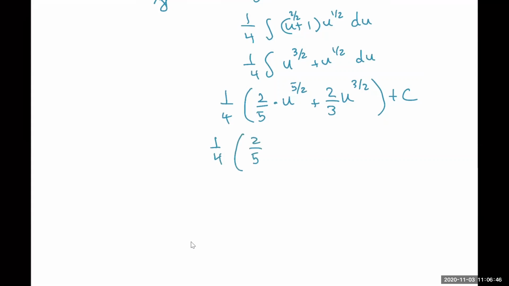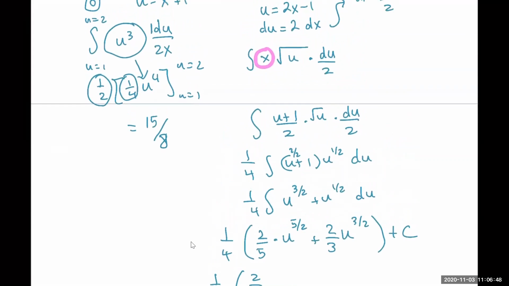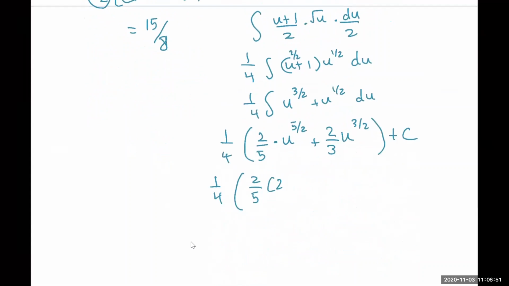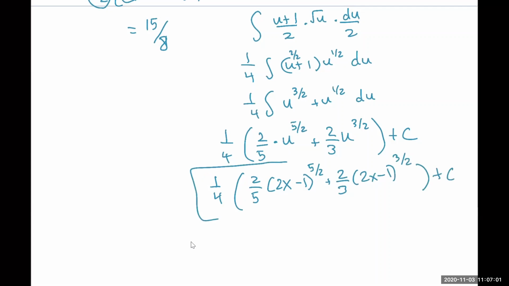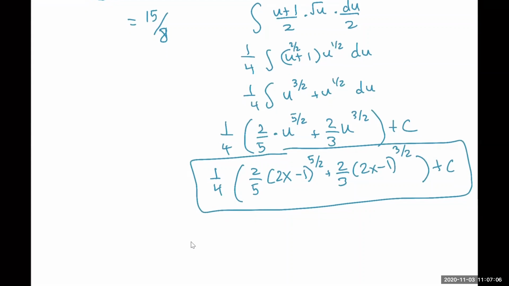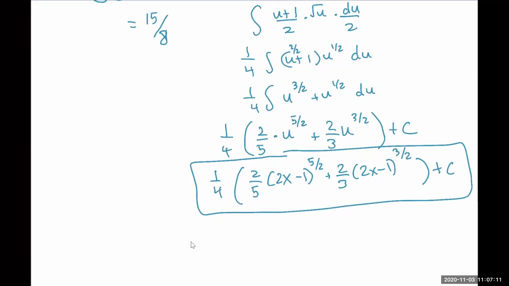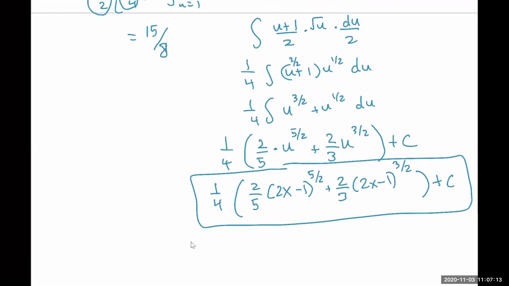You can leave the 1/4 out. u is equal to 2x minus 1, so it's 2x minus 1 to the 5/2 plus 2/3 times 2x minus 1 to the 3/2, and then plus c. So all of that is my answer. You don't have to, but you could distribute the 1/4. That's considered algebraic, so I think if you were to distribute the 1/4, it would be fine. I would say that on a multiple choice question, it probably would be distributed and simplified.